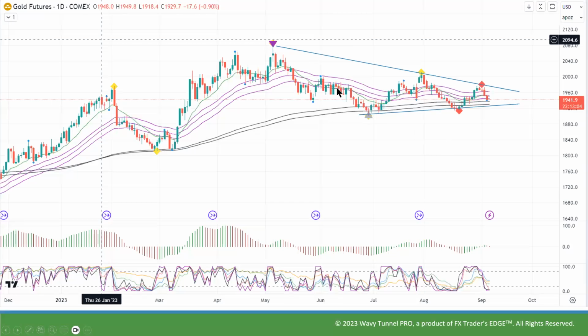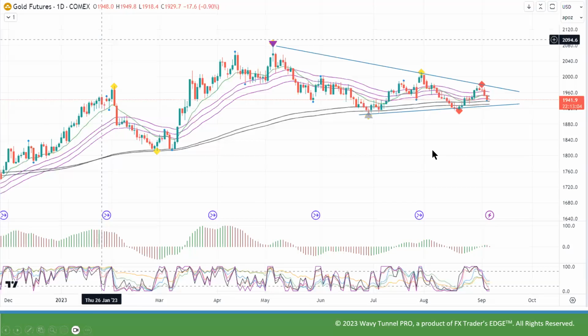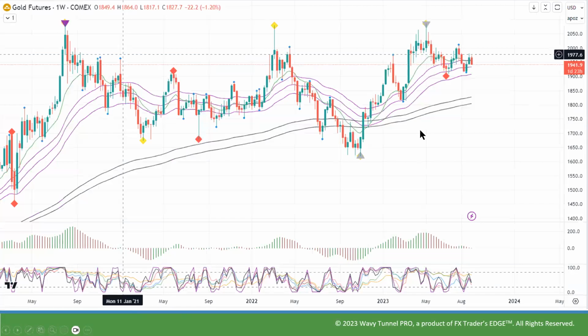And gold is pretty well sideways. I don't want to talk too much about gold. Now, there is a little bit of difference between the Forex trading platform and the futures. Again, gold is a 24-hour market on the Forex, and there was also the contract change. So it's just a little bit different.